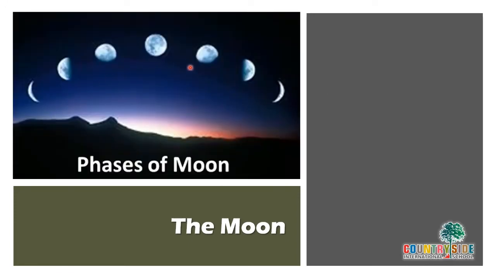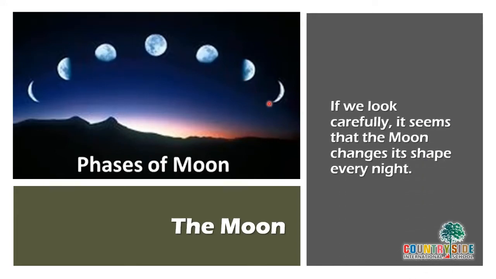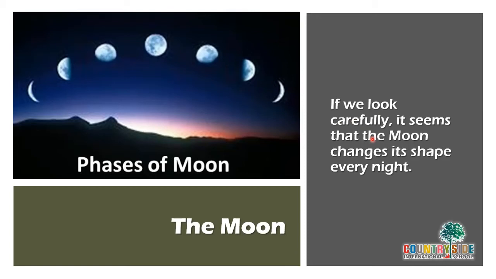Children, what can you see in the picture? If you guessed it right, you are correct. If we look carefully, it seems that the moon changes its shape every night. Yes, every night when you look at the moon, it will change a little bit of its shape.